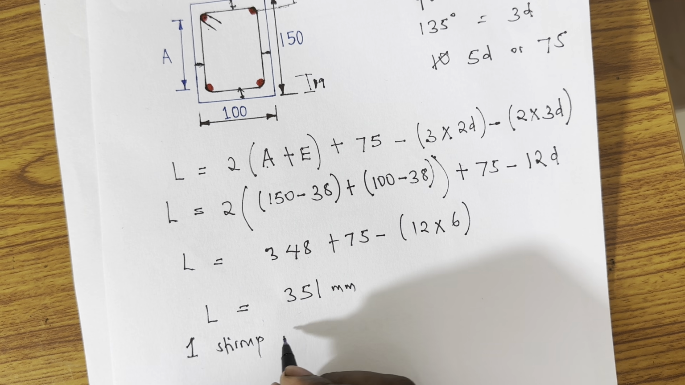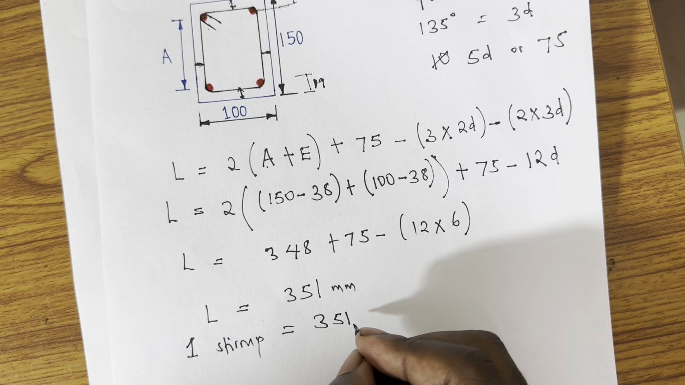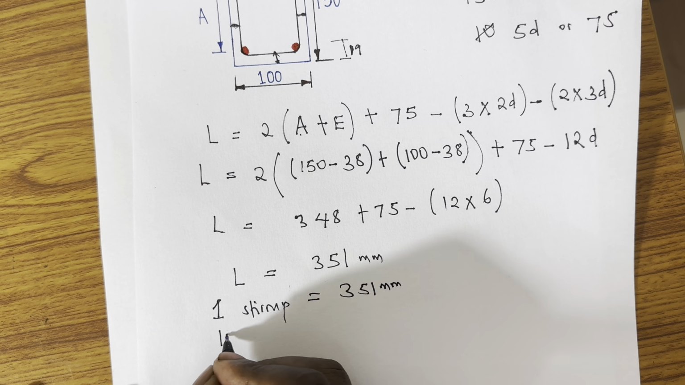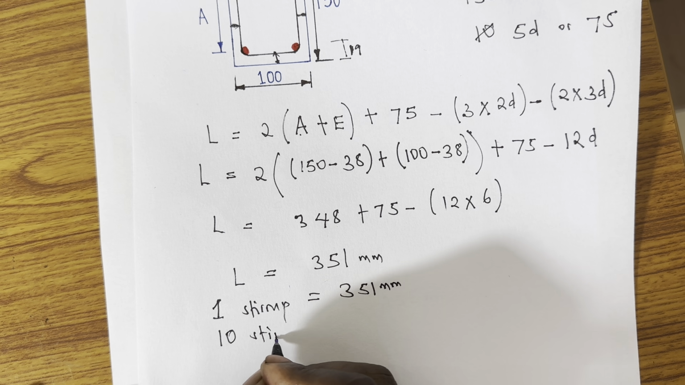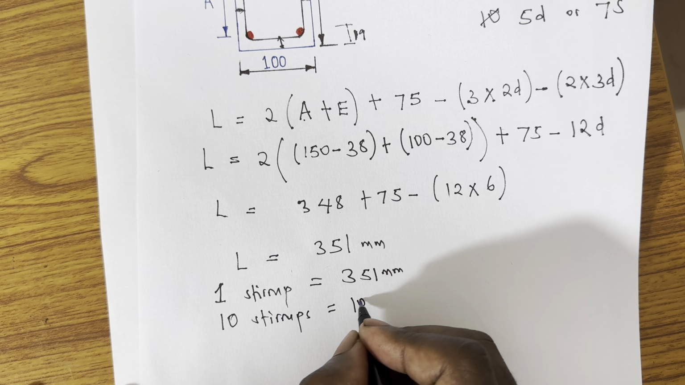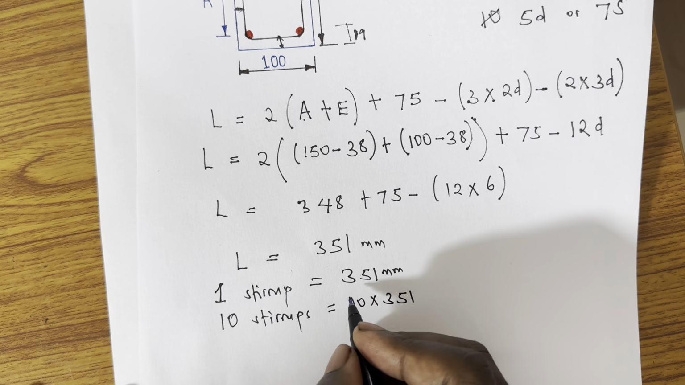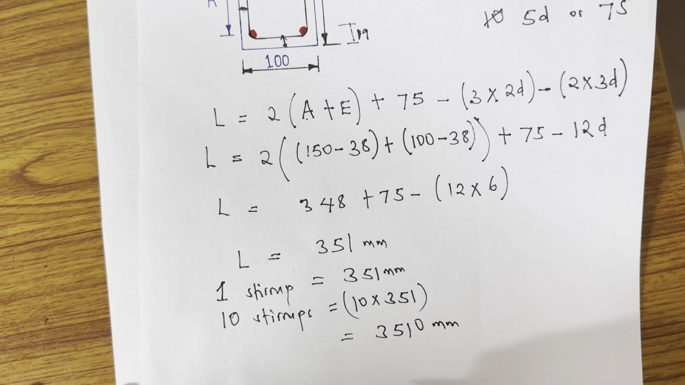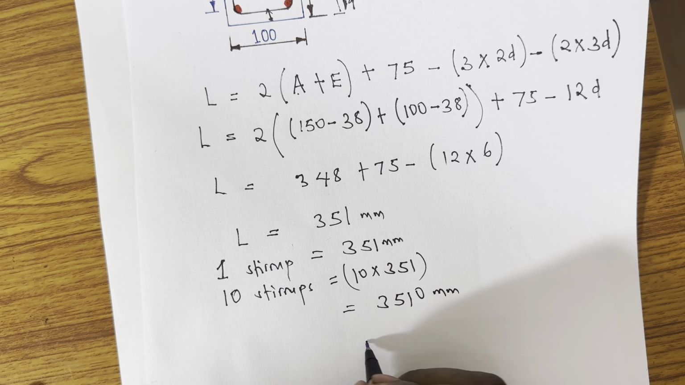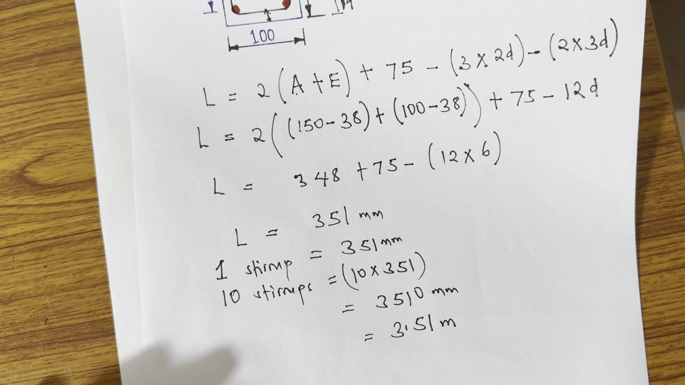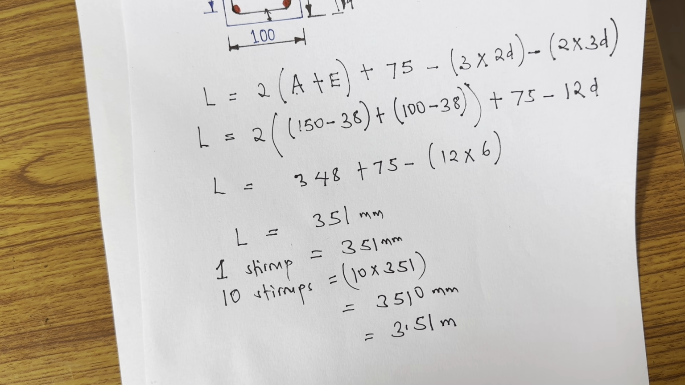Now we know that this is the length for one stirrup. One stirrup is 351 millimeter. But how many do I need? According to my design, the beam requires 10 stirrups. So 10 stirrups means 10 times 351, which is 3510 millimeter. The total length in terms of meter is going to be 3.51 meter.